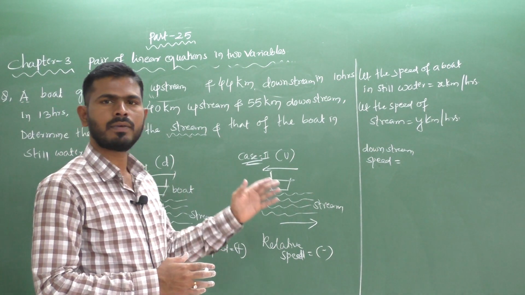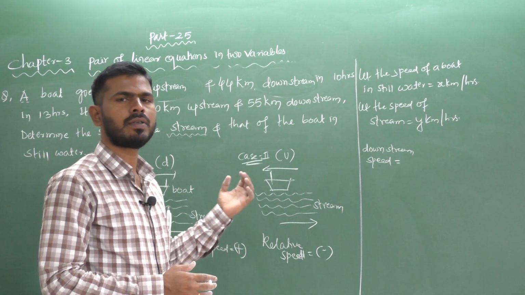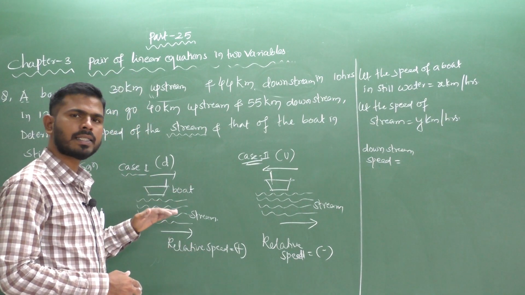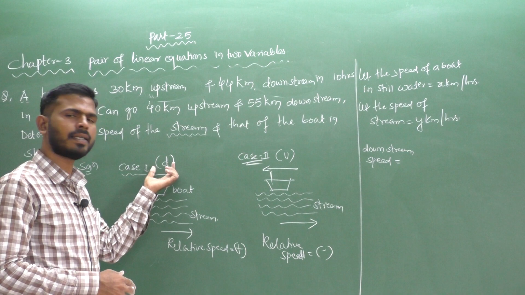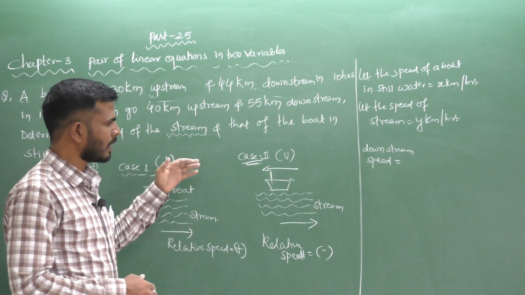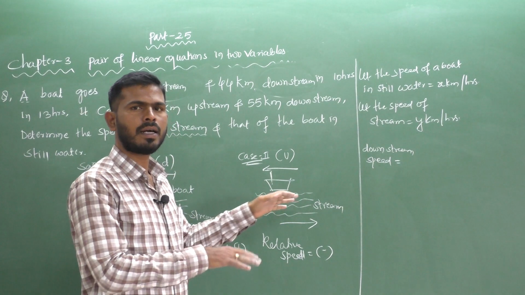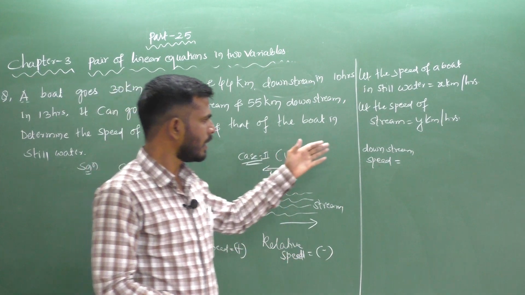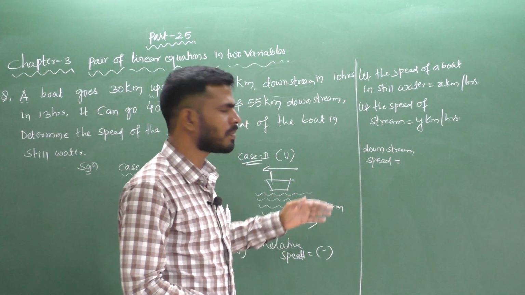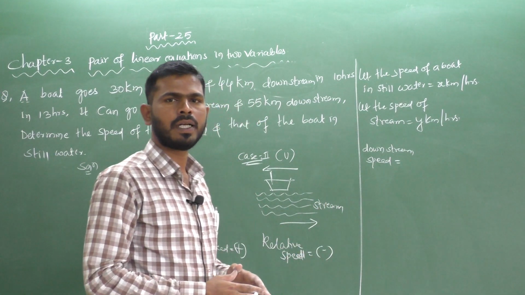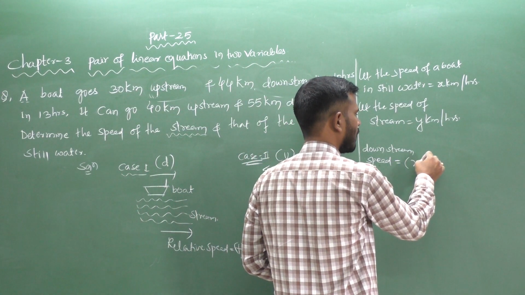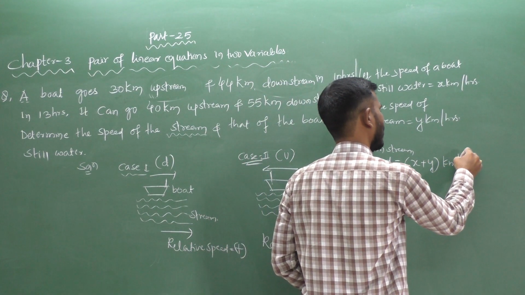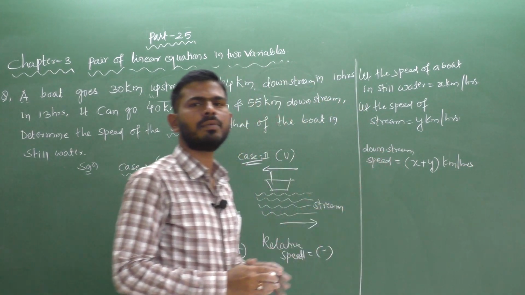A lot of students get confused about which condition is upstream and which is downstream. So let us discuss. If the boat and stream are moving in the same direction, the relative speed is downstream, and if they are moving in the opposite direction, the relative speed is upstream. So the downstream speed, the relative speed, is the speed of the boat plus the speed of the stream, that is x plus y kilometer per hour.